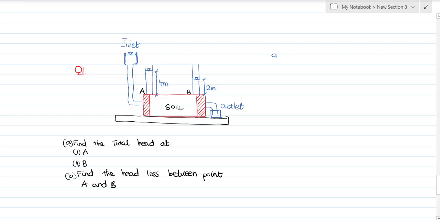So, our first question, we are asked to find the total head at A. The total head at A, the formula is the pressure head plus the elevation head, right? So, the total head will be equal to the pressure head at A plus 0. The elevation head is 0. And so, the total head at A, the pressure head is the column of fluid in the piezometer, which is 4 meters.